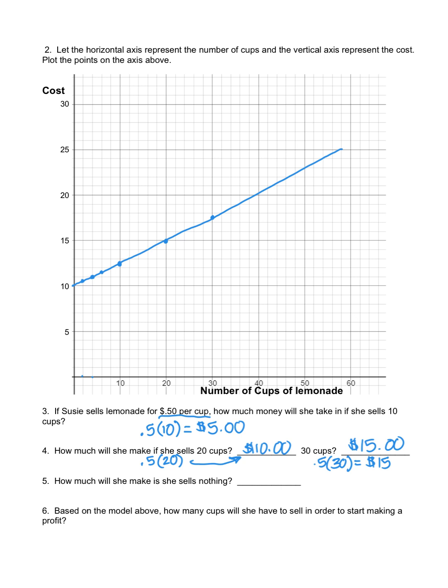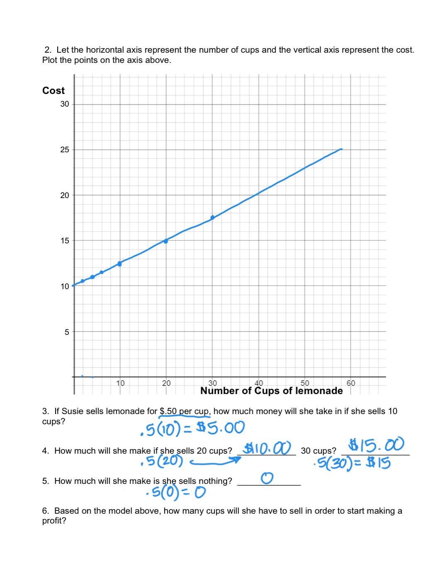Number 5, how much will she make if she sells nothing? Well, of course, we can show our work down here. If she sells 0, that equals 0. She'll make nothing, which is a little obvious, but to show our work, we'll show the 0.5 times 0 equals 0. Based on the model above, how many cups will she have to sell in order to start making a profit?